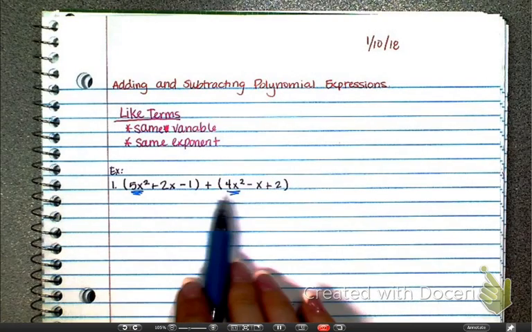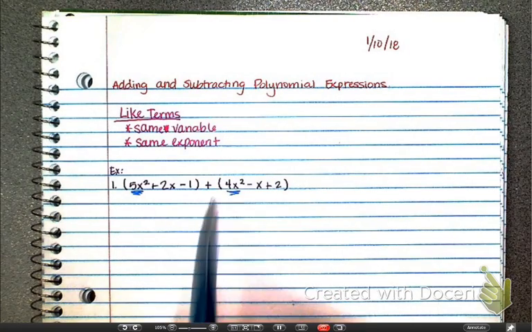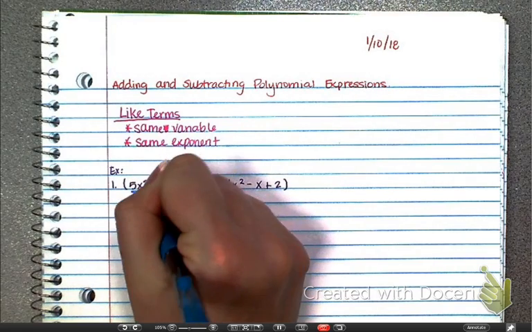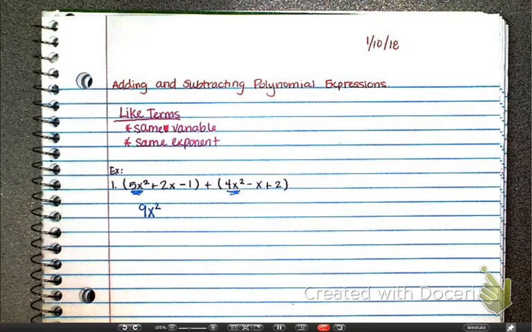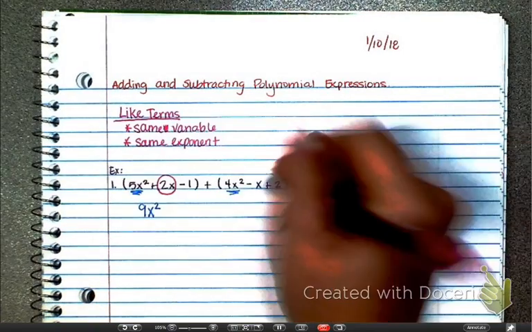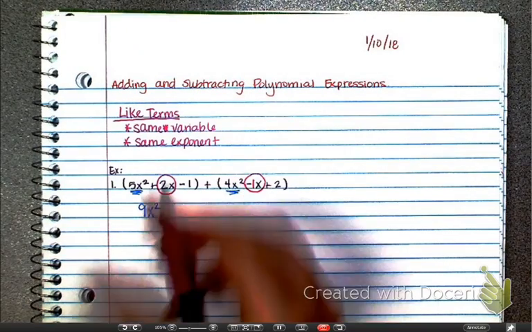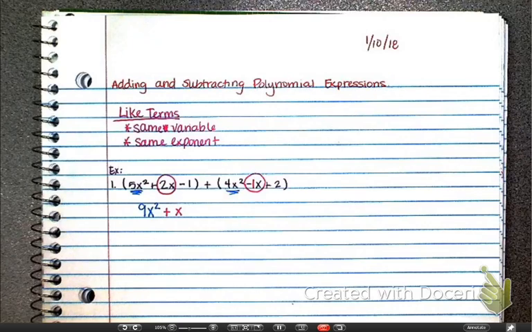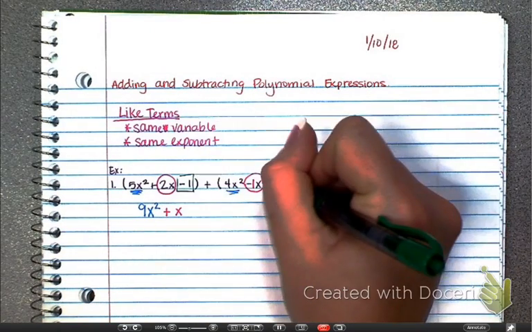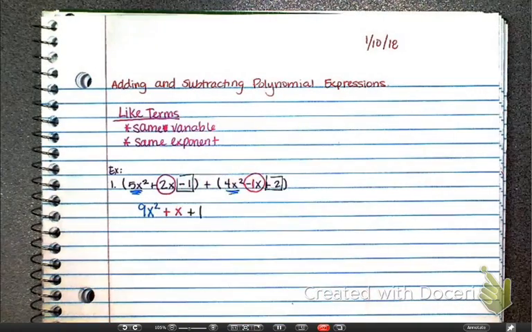So 5 plus 4, because you're adding the coefficient out front, is 9, and then your x squared stays. The next highest exponent that I see is an x, so 2x minus that's a 1x, so 2 minus 1 is 1. I'm just going to write it as plus x. If you put a 1 in front, that's fine. And then my last terms are my constants, so negative 1 plus 2 is a positive 1. When I combine like terms, my final answer is 9x squared plus x plus 1.